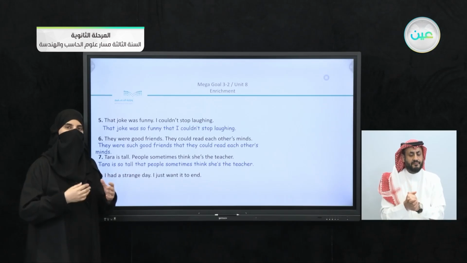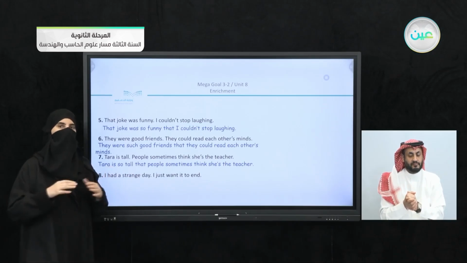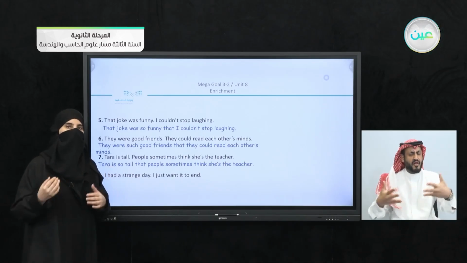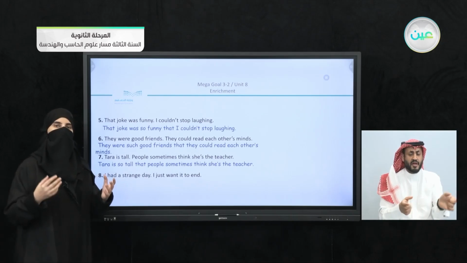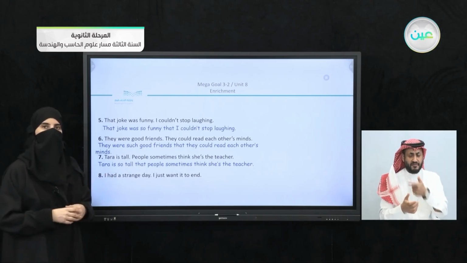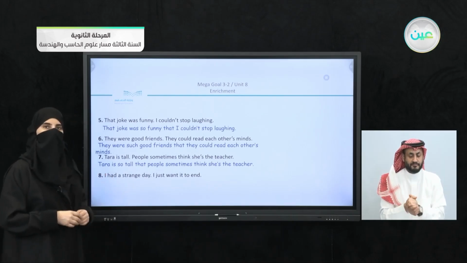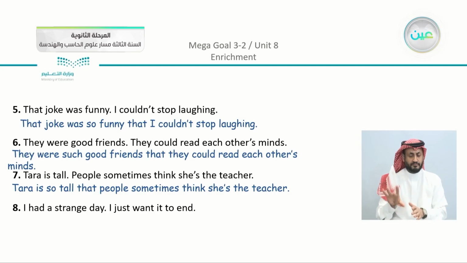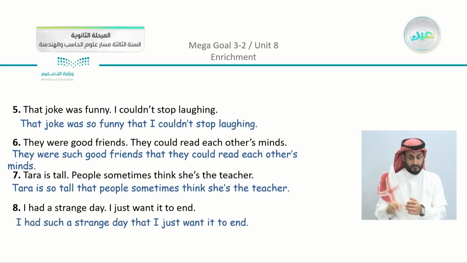Of course, you can see that we did not omit anything from the sentences. You do not replace or change the verbs. So it is a very simple exercise here. Now let's do the last one. We have here number 8. I had a strange day. I just wanted to end. So as we did before, I had such a strange day that I just wanted to end.